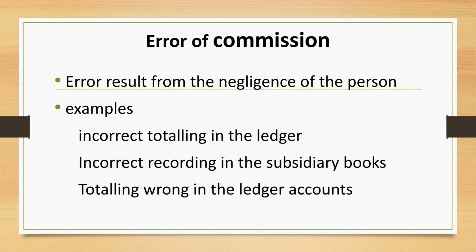Coming to the next error, error of commission. Commission means doing something. The organization may expect some kind of work from an accountant, but he is doing something else which should not be done. This type of error results from the negligence of the person in charge of recording the transactions. These types of errors have an impact on the trial balance. For example, incorrect totaling in the ledger, incorrect recording in the subsidiary books, totaling wrong in the debit or credit side of ledger accounts.